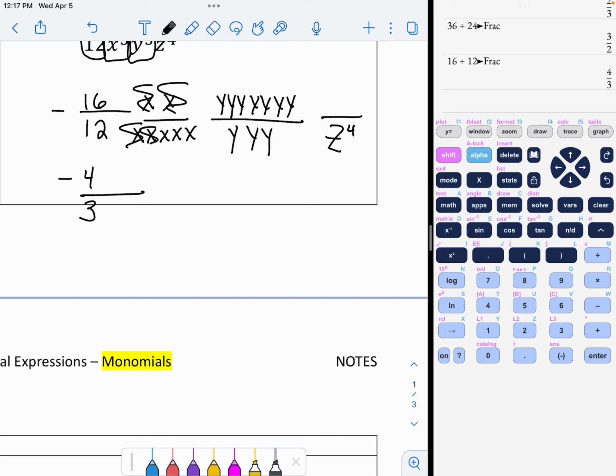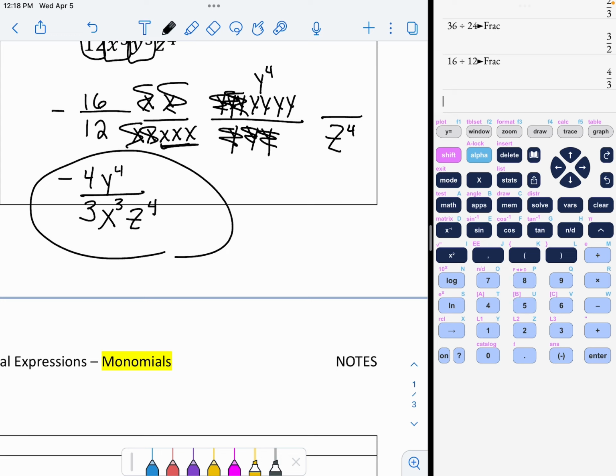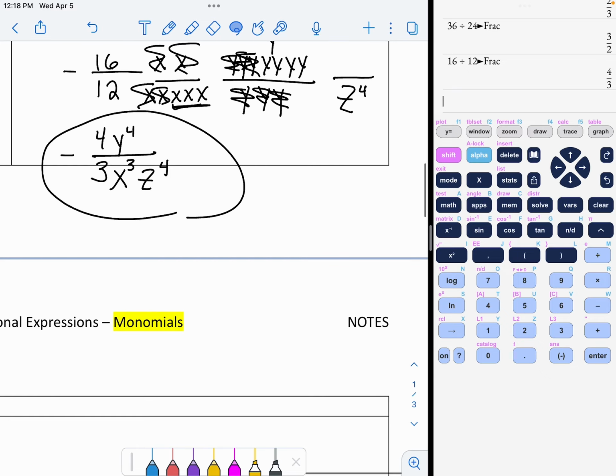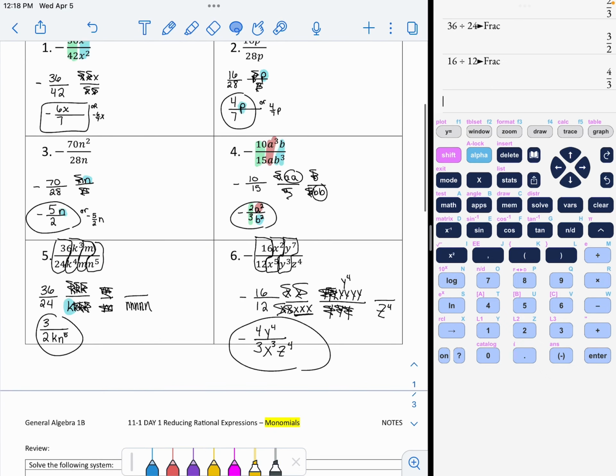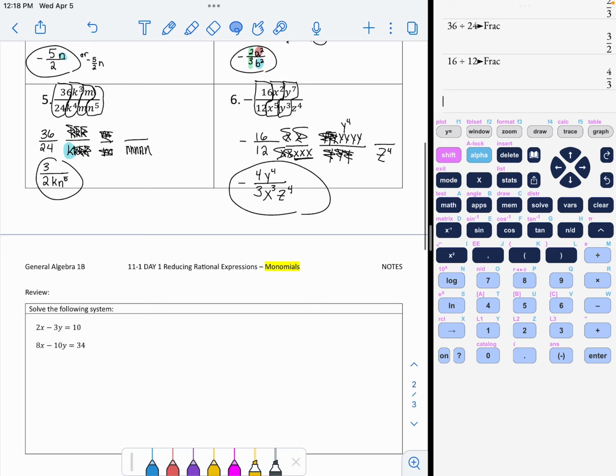So how many do I have left? Boom, boom, boom. X to the third, and they were all in the denominator when I canceled. Okay, 1, 1, 1, 1, 1, 1, leaves me with 4, and they're all on the top. And then z to the fourth never changed, so it stays on the bottom. So my answer is negative 4y to the fourth over 3 x to the third z to the fourth. If you do every problem like that, I don't think there's going to be an issue.